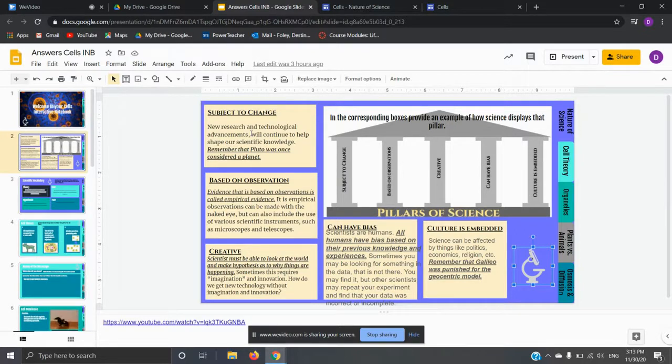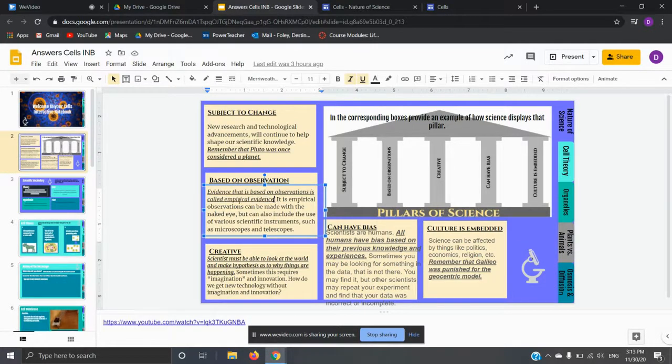Second pillar is based on observations. You all did this when you did your experiments at the beginning of the year. So evidence that is based on observation is called empirical evidence. It is empirical observations that can be made with the naked eye, but also can be made with instruments like a microscope or a telescope and all sorts of other devices.